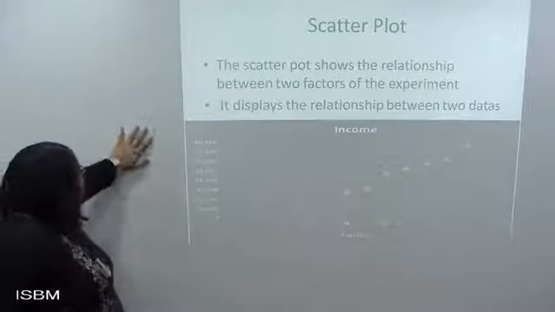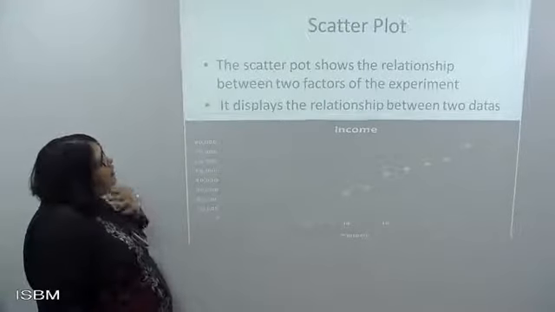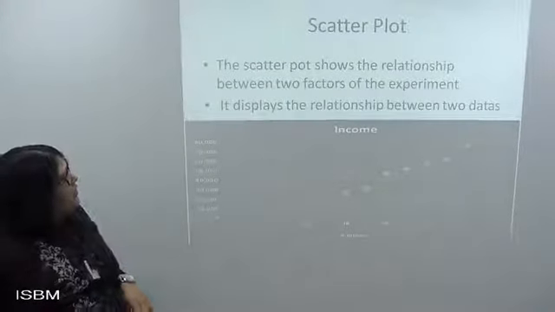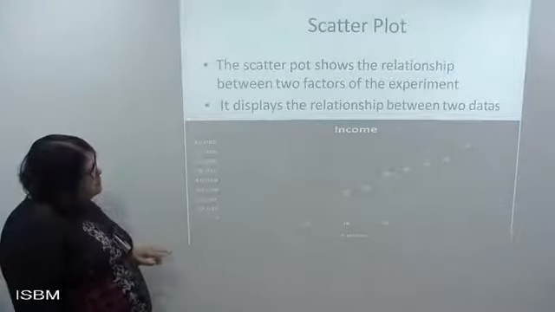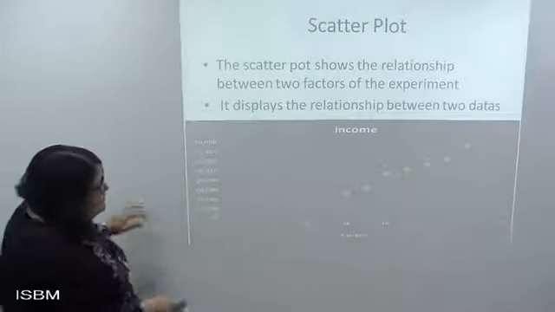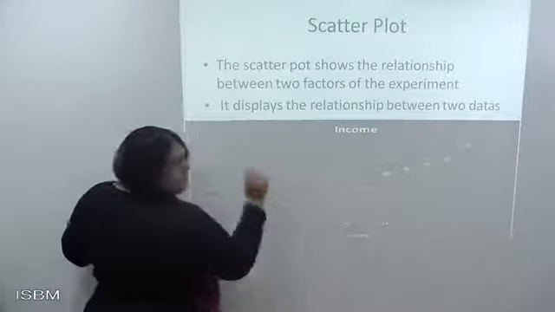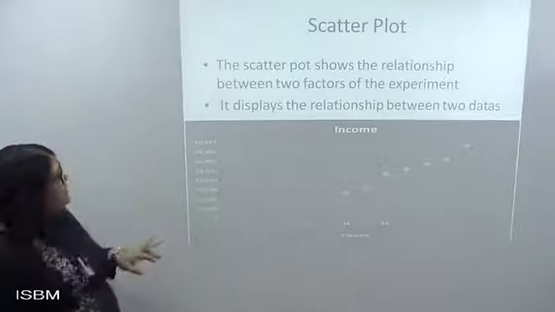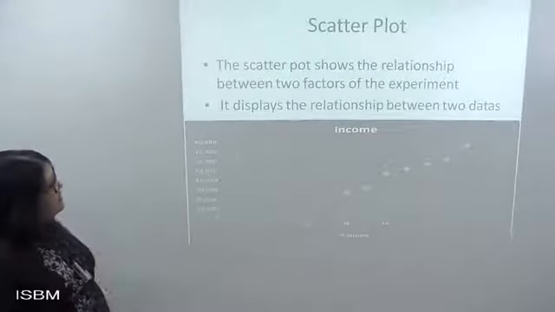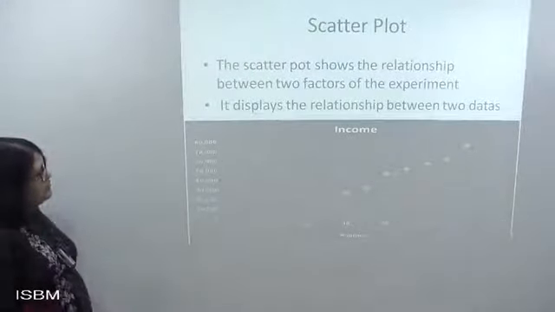Then we have something called as a scatter plot. Now the scatter plot will show the relationship between two factors. It's scattering. Have you seen the small figure here? It scatters. So it shows the relationship between two data.